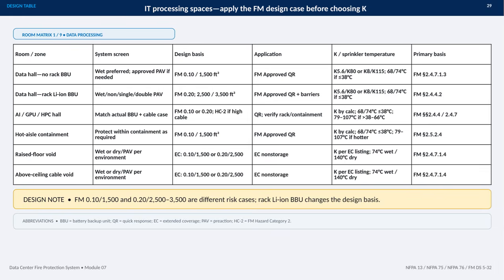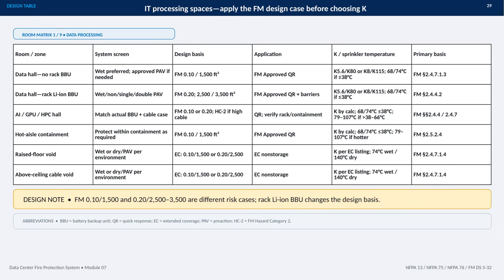For a standard data hall without rack-BBU, wet systems are preferred, with FM 0.10 over 1,500 square feet as the listed basis. Where rack Li-ion BBU is present, the design increases to FM 0.20, with larger design areas and potential use of barriers. AI, GPU, and HPC halls require the design to match the actual BBU and cable conditions, including HC2 where cable loading is high.